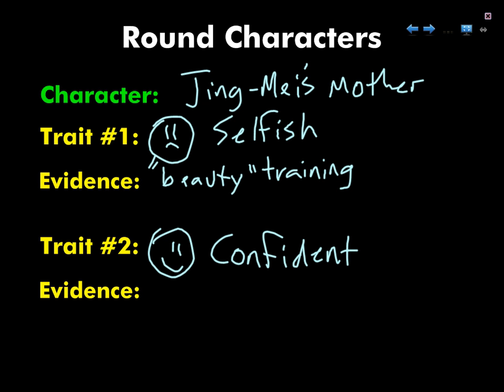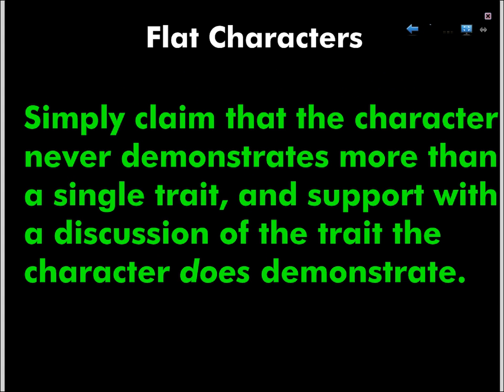As we round up here, the last defense is what? Which one have we not shown? Flat. What do you think we need to show for flat? One trait. The flat character defense is very simple. All you have to say is this character has this one trait and never demonstrates anything else. But you should support that with multiple examples of that single trait, not just one example.